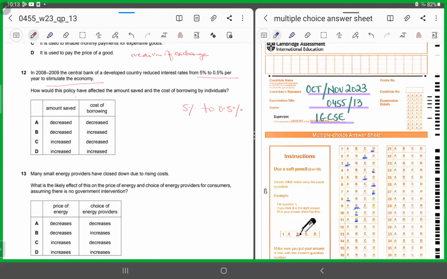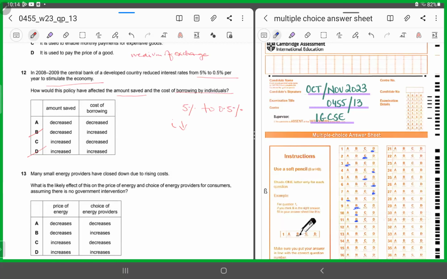How would this policy have affected the amount saved and the cost of borrowing by individuals? Now, obviously, when the interest rate is falling, what would happen? The cost of borrowing would have decreased. So you can chop B and you can chop D because they are both saying increased. The cost of borrowing has not increased. The cost of borrowing has decreased.